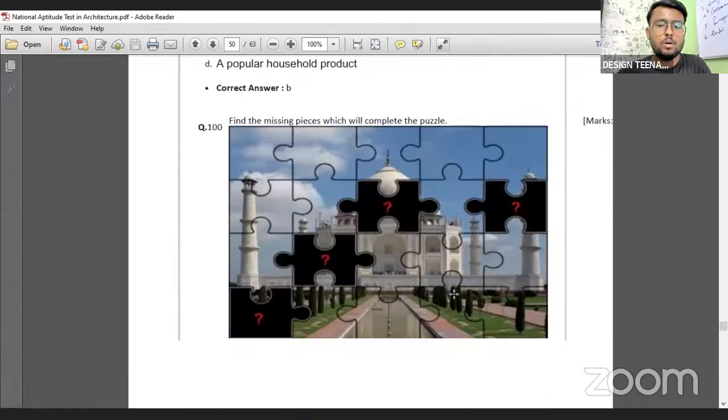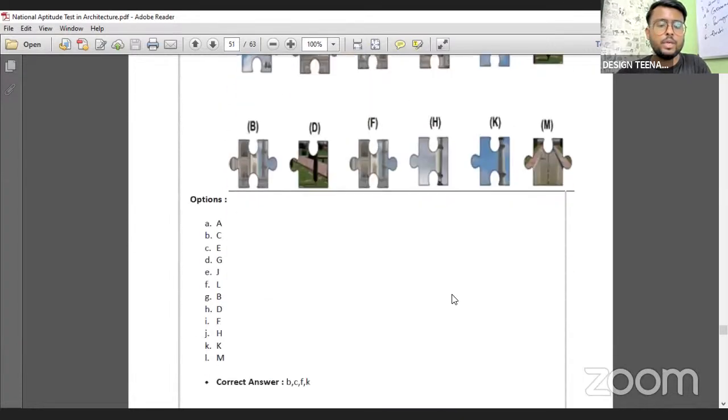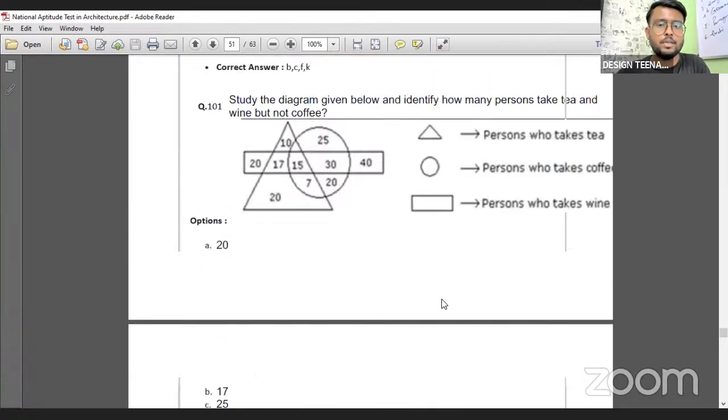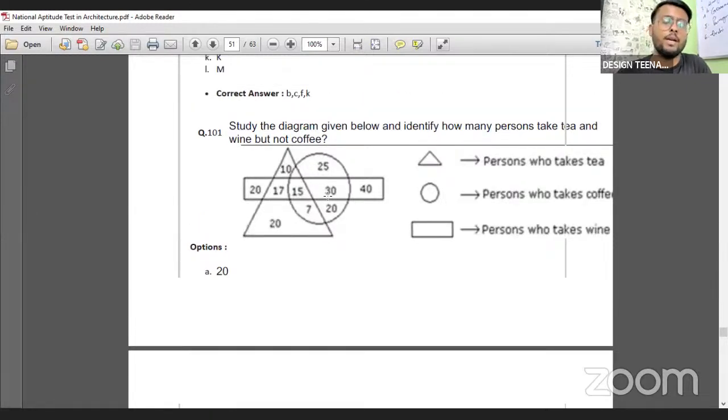Now, logo things and all, we have discussed. Okay, study the diagram given below, identify how many persons can take tea and wine but not coffee. What question is this from? From where do you think this question has come up?